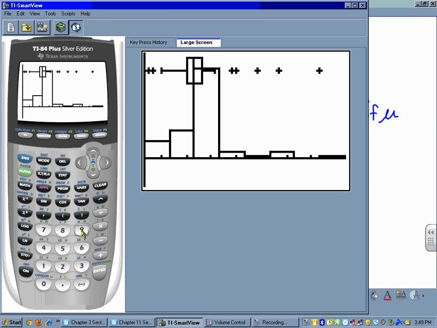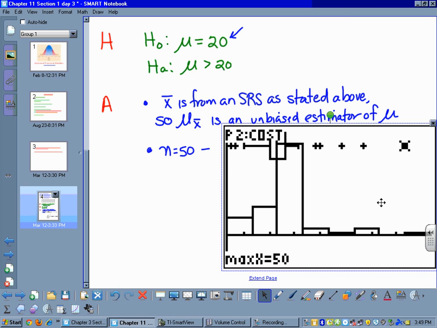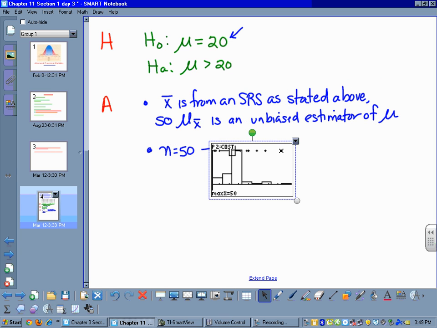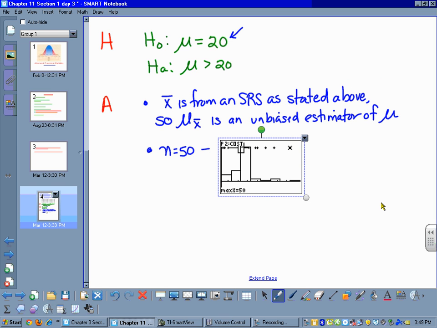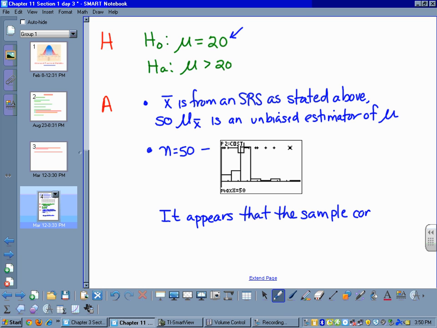Well, it appears that I have quite a few outliers if I trace my data. So this is not a good situation. However, we are going to continue. So I am going to trace this onto my plot. And I'm going to say it appears that the sample contains many outliers.